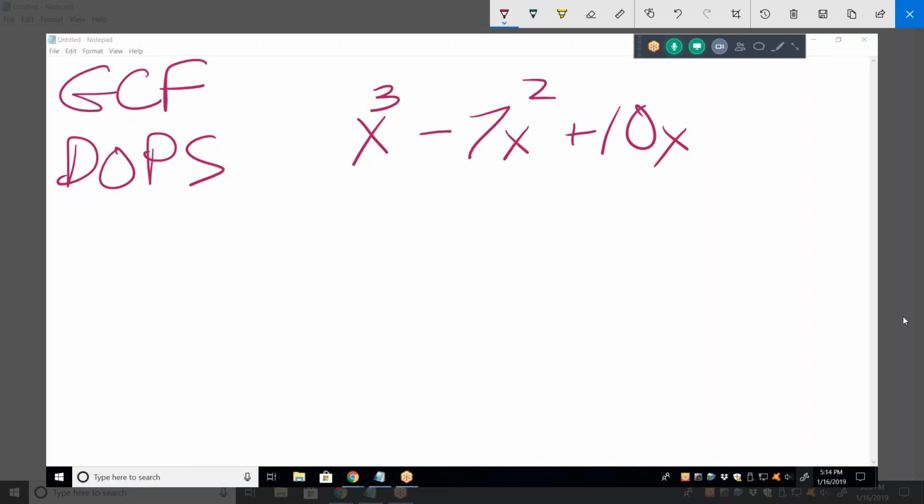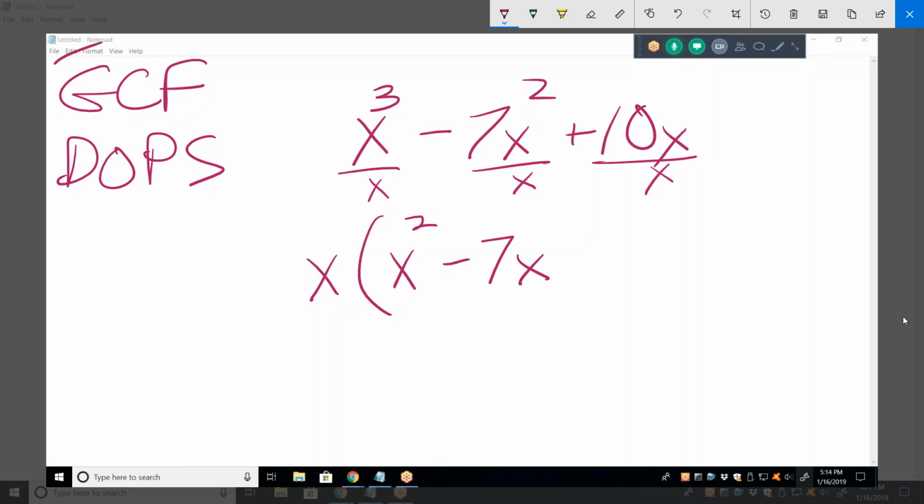How would you factor that? Start from the top. Is there any greatest common factor? No. Actually, there is. X. Notice that everything can be divided by x. I can divide that by x, and when I say divided by, I mean evenly. So after you factor out the x, what are you left with? X squared minus 7x plus 10. Again, a simple quadratic.